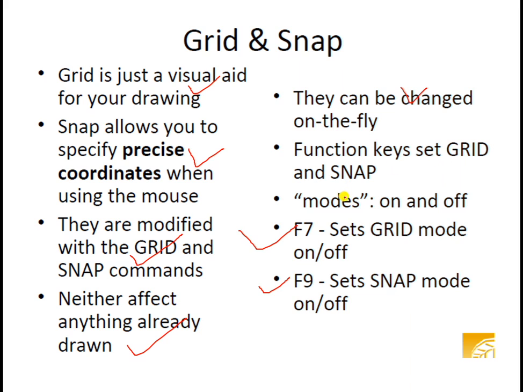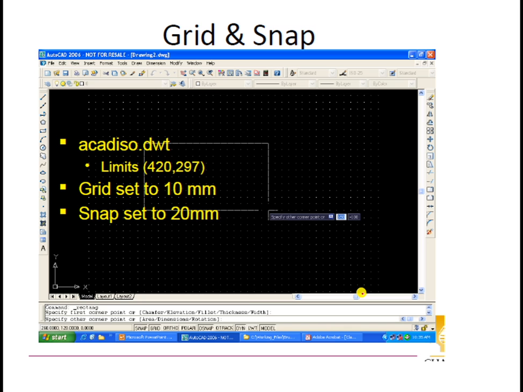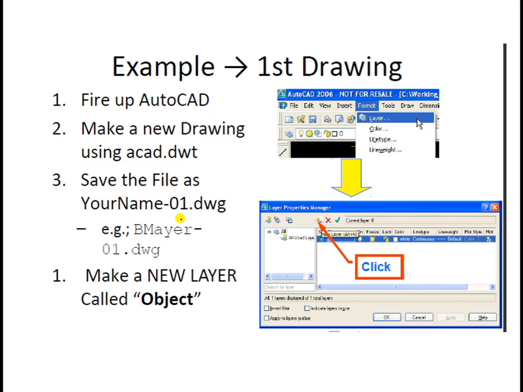They can be changed on the fly. Function keys set grid and snap modes on and off. F7 is the shortcut key used for setting the grid on and off, and F9 is the shortcut key for setting the snap mode on and off. So F7 sets grid mode on and off. F9 sets snap mode on and off. So right now the grid is set to 10 millimeter and snap set to 20 millimeter. That is the only change which is available.